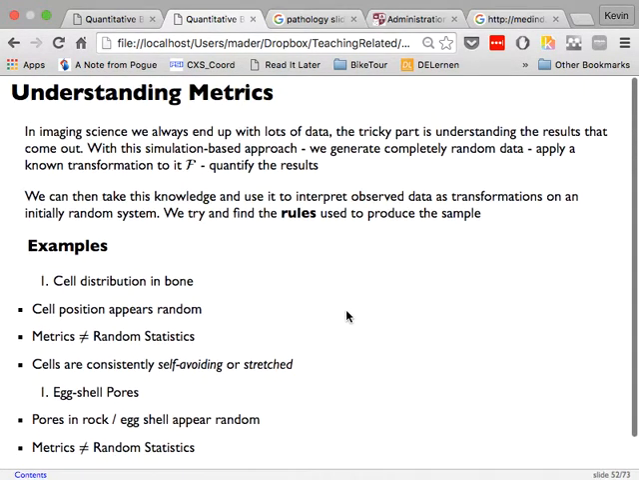Right. And so this is how we understand these ideas: we try to understand the rules that took place to cause the change that we observed. You have these cells distributed in bone. Their position appears to be random, and you want to be able to define how these positions changed.